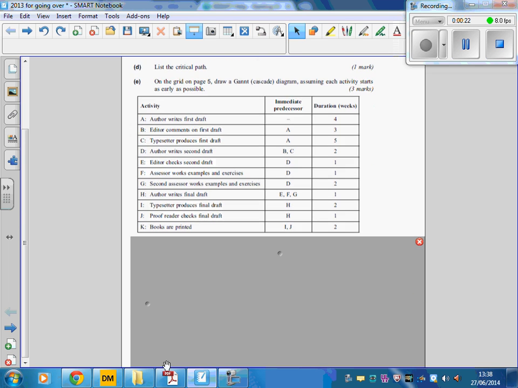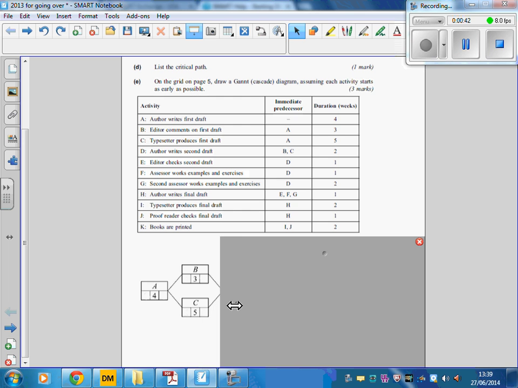Scrolling down, we can see that obviously A is your first activity, its duration is 4 weeks, so I've just filled out A here, and from there you can see that your next two activities, B and C, both have A as their predecessor, so they should both have a line feeding into them, and we've got their durations there, 3 and 5. From there, D depends on both B and C, so you can see that both of those need to have a line linking them to D, and so we continue.